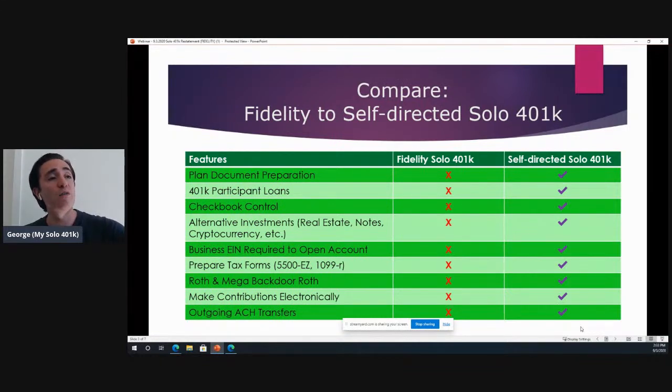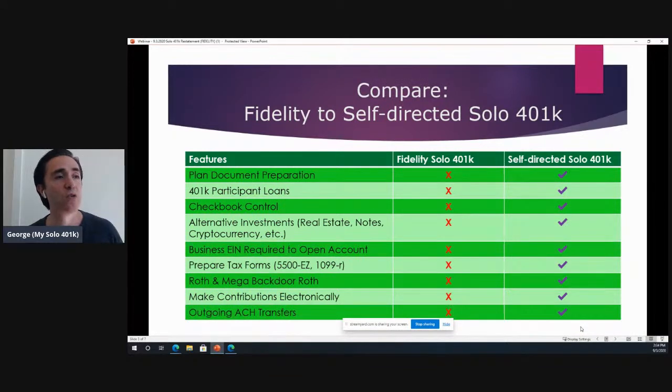So if you get the solo 401k through Fidelity, you can't do a 401k participant loan. That's one of the top reasons that people set up accounts with us. Whereas with our plan, you can take a loan. So that's where you can borrow up to 50% of the balance, not to exceed $50,000, but the payments are going to be spread out, equal payments of principal and interest over a 5-year term, or longer if you're using the money to buy your primary residence. We prepare all the loan documents, etc. So with a Fidelity plan, you can't even take a loan.